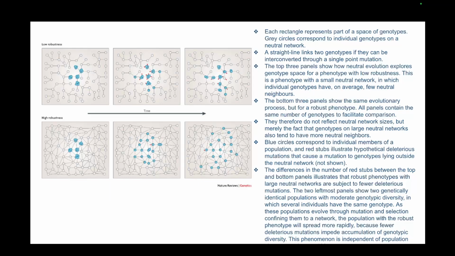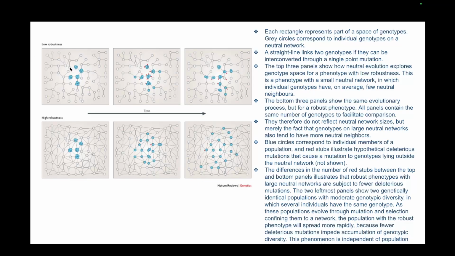As I was saying, these top three panels show how neutral evolution explores genotype space for a phenotype with low robustness. In this case, the robustness of the phenotype is very low. I'll talk about robustness a little bit later, and how you can get robustness from these kinds of networks and GP maps, or genotype-phenotype maps. This is a small neutral network in which individual genotypes have, on average, few neutral neighbors. If a particular genotype has fewer neighbors, it is not very easy to go from that genotype to its neighboring genotype.